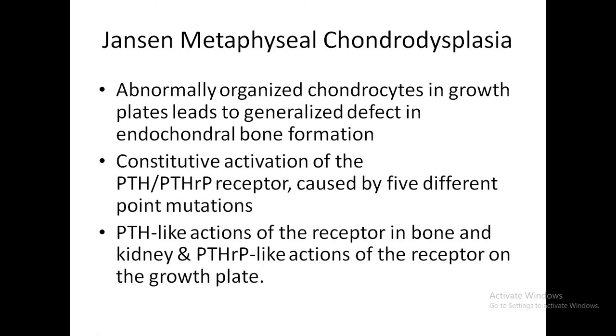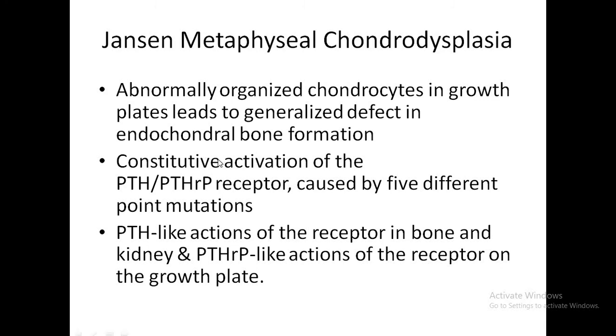Jansen metaphyseal chondrodysplasia is a condition where there are abnormally organized chondrocytes in growth plates, and this leads to a generalized defect in endochondral bone formation. It is due to a constitutive action of the PTH-RP receptor, and it is caused by 5 different point mutations. PTH-like actions of the receptor in bone and kidney, and PTH-RP-like actions of the receptor on the growth plate, result in this condition.